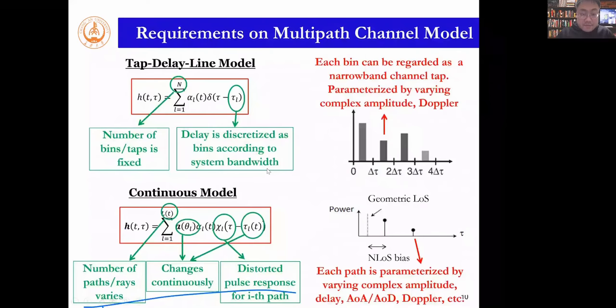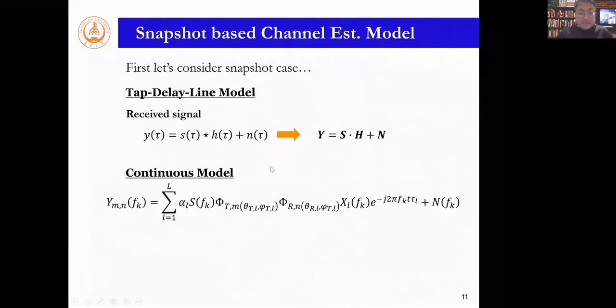So, okay, let's consider a snapshot case. We are receiving a signal, y(t), denoted as y(tau), and this y(tau) can be given by s(tau) convolved with the channel h(tau) plus the AWGN, right? And especially in the MIMO case, we can write it down in matrix form, which is linear. As for the continuous model, it's more complex.